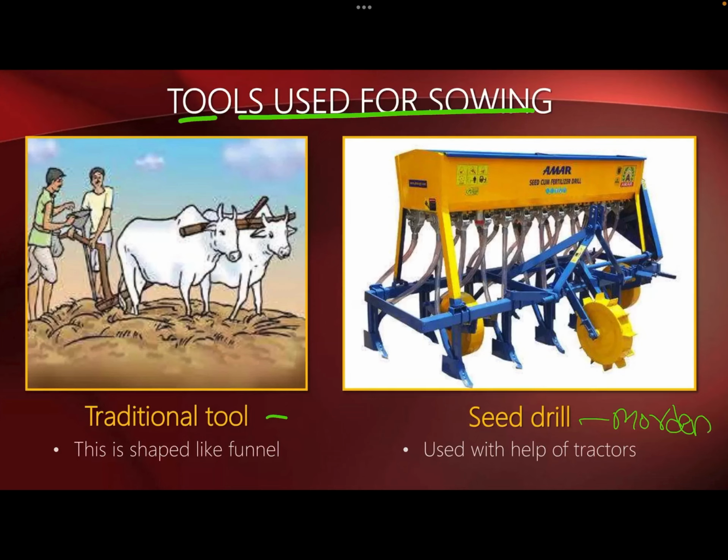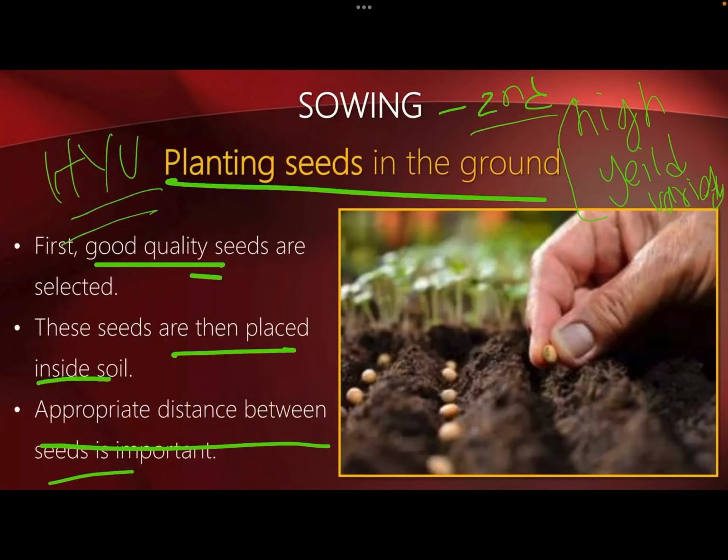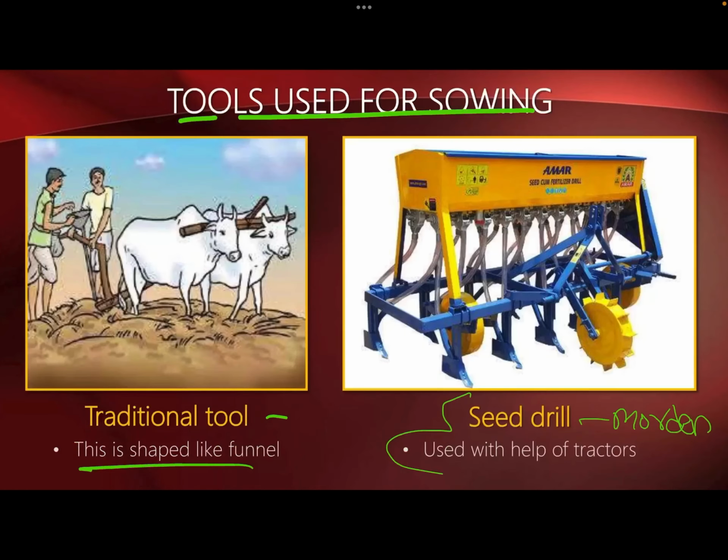So the traditional tool is shaped like a funnel. This is very rare these days. We only see seed drills mainly. So over here we can say that manually the person is sowing seeds. This is a very time taking process. That's why traditionally this funnel shaped tool is used. Otherwise commonly seed drills are used these days.